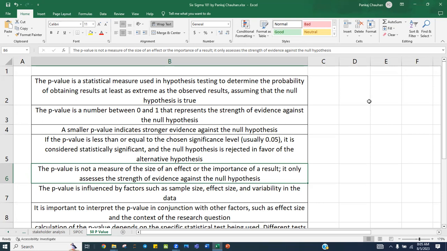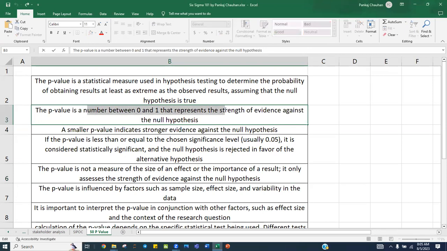The p-value is a probability value, and the probability of any event happening is a maximum of 100% and a minimum of 0%. So the probability value ranges from 0 to 100%, or 0 to 1. The p-value is a number between 0 and 1 that represents the strength of evidence against the null hypothesis. How strongly you are accepting or rejecting the null hypothesis or alternate hypothesis depends on the p-value you get on a scale of 0 to 1.